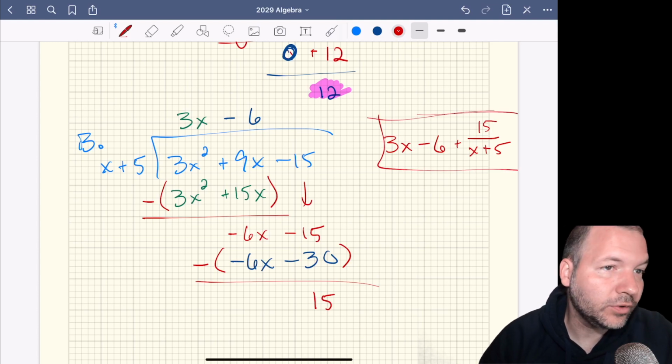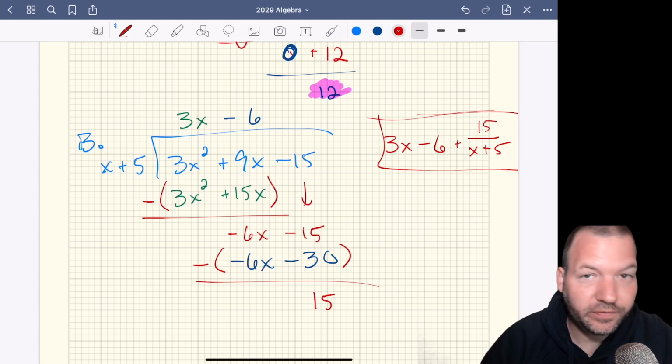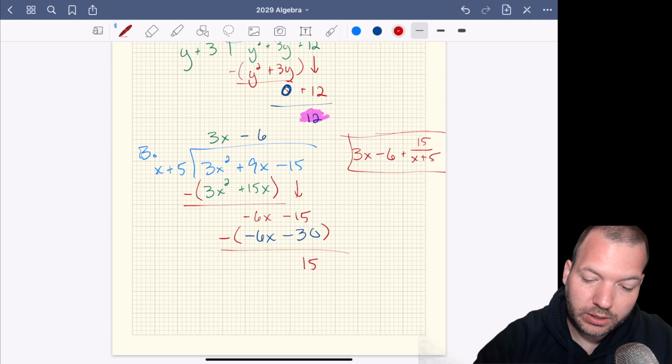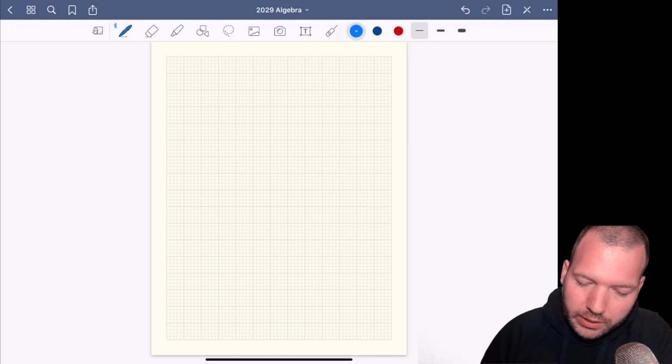All right, there's your answer for check your progress 3b. We have 3x minus 6 plus 15 over x plus 5. We've got one more example to work out, but let me make sure my boys are not crazy. All right, just one more problem to get done.